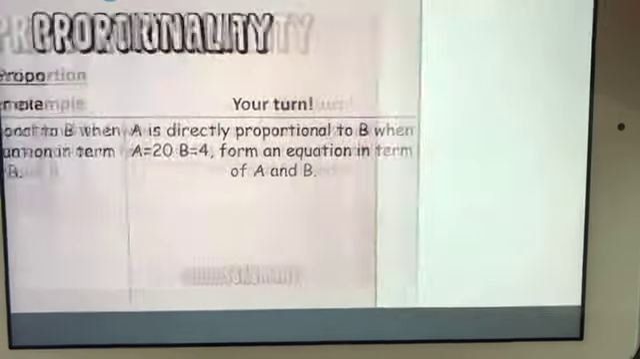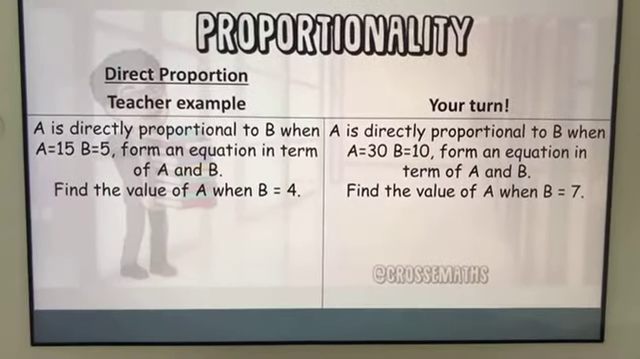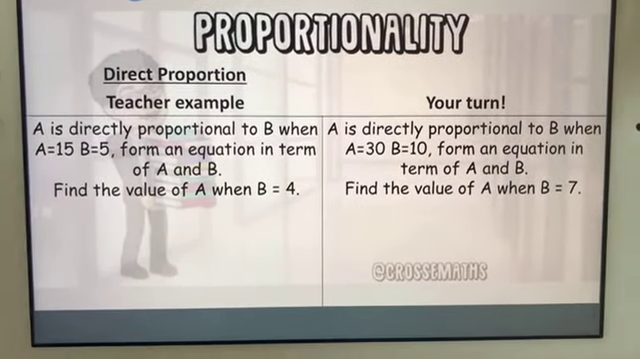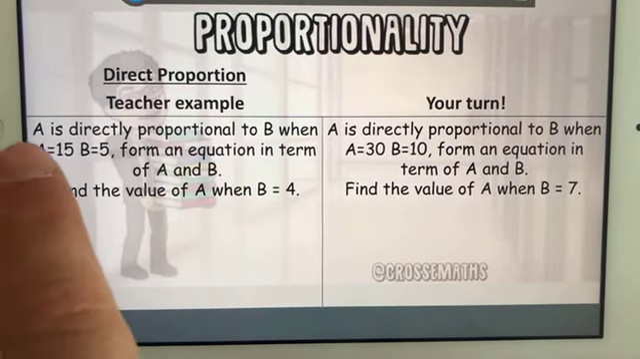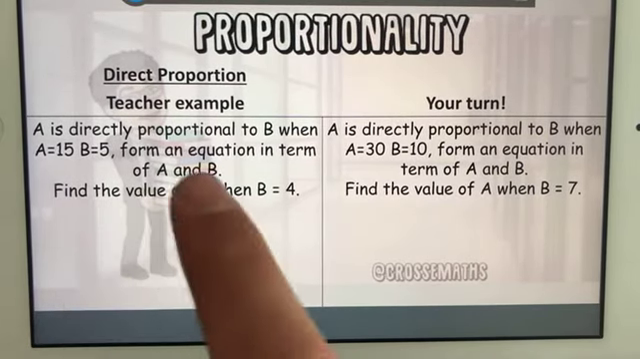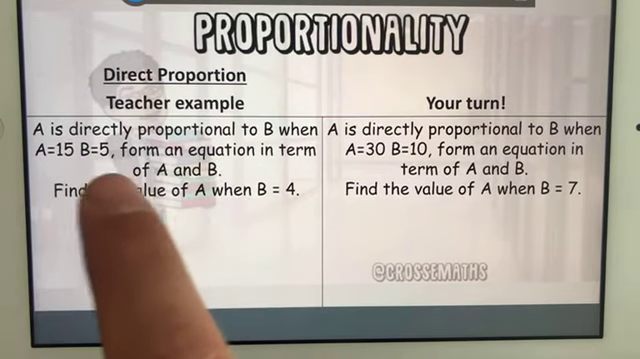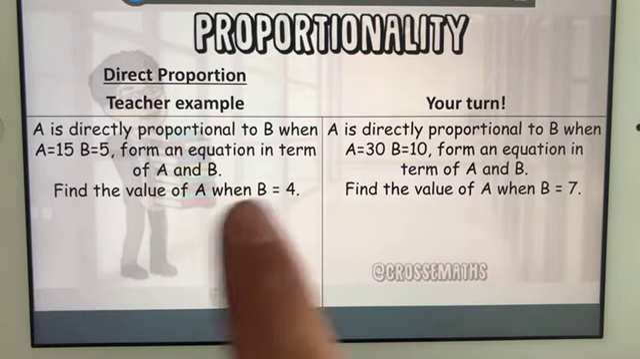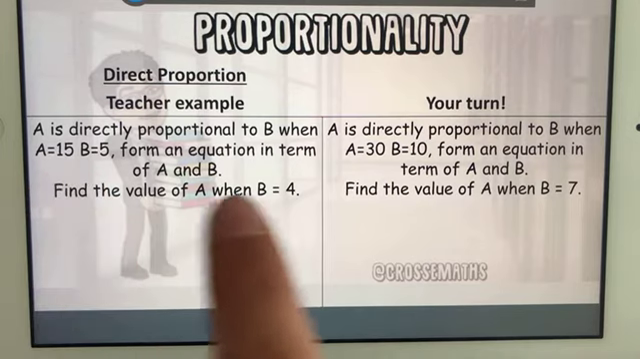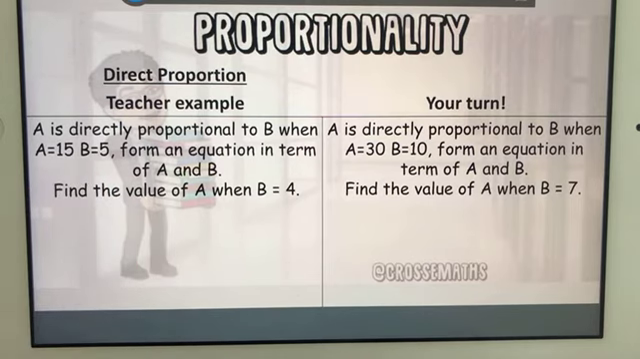Now, what a full question will look like when it comes to proportion. Again, remember, if you miss anything, don't worry, it's going to be up all day anyway. A full question looks something like this. A is directly proportional to B when A equals 15 and B equals 5. Form an equation in terms of A and B. We just did that a second ago, so we're going to do that for this question as well. Find the value of A when B is 4. That's always the bit they put on the end. This is worth 5 marks.